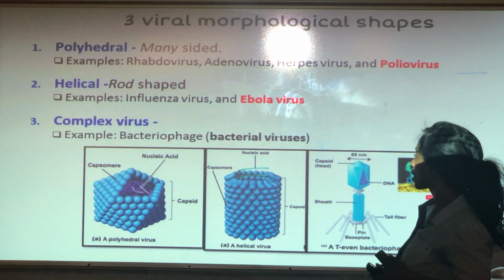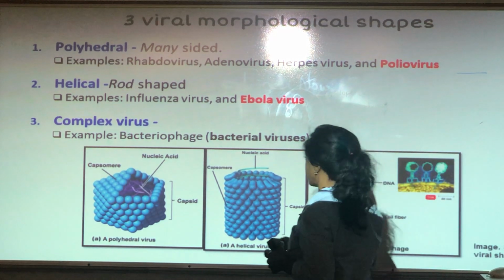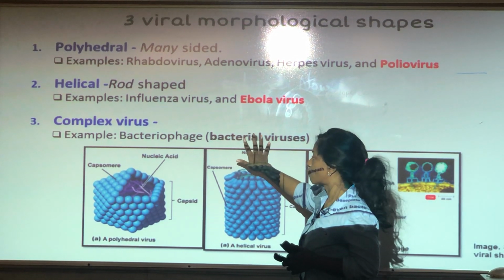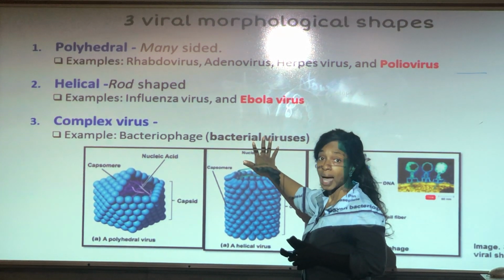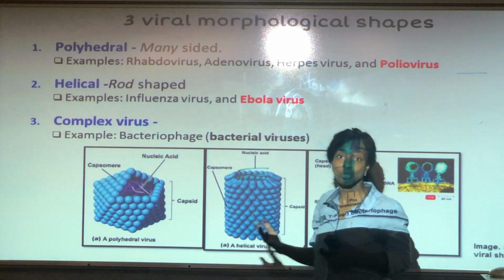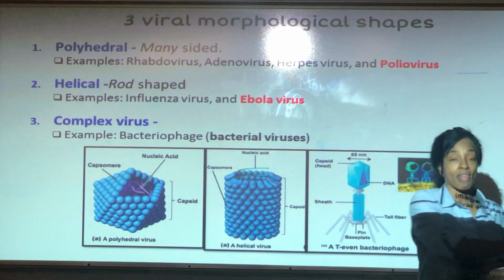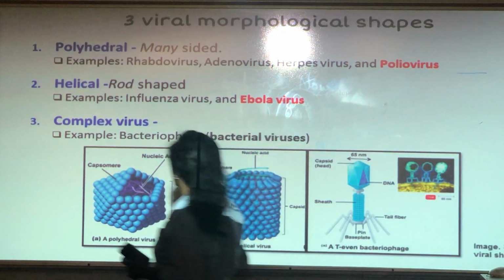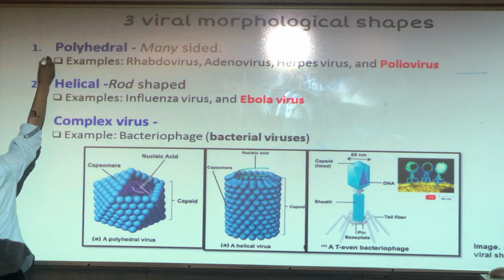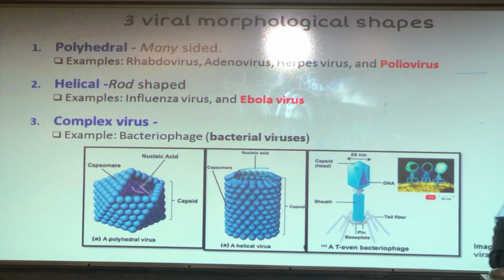And for the complex virus, we have our bacteriophage, which are viruses that infect bacterial cells. So even bacterial cells, as I mentioned on the last slide with E. coli, can get infected too. Any cell can get infected by viruses, no matter how small that cell is. All right, so here are our different pictures. So for the polyhedral virus, right, we have figure A.